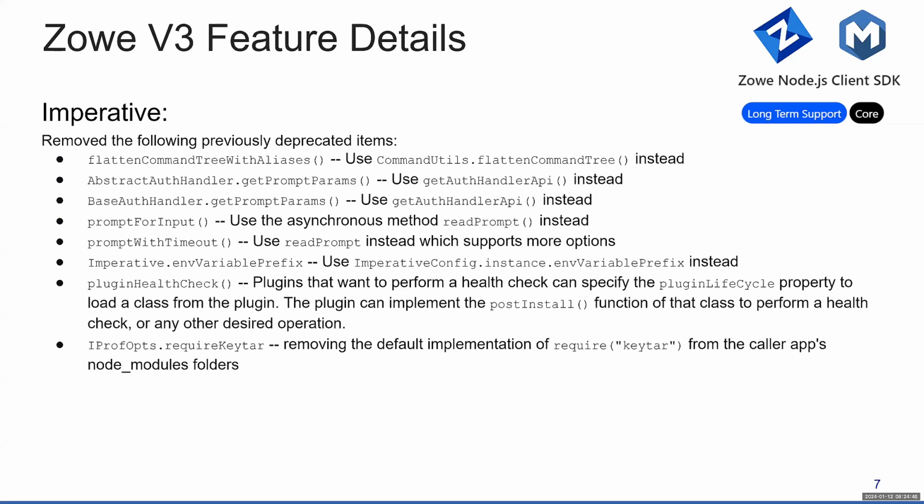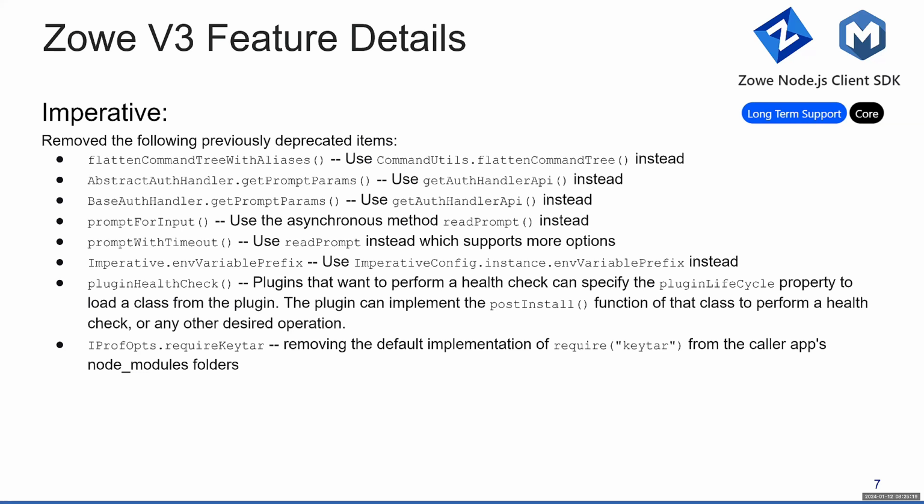And again, Node 16 is no longer supported, and Node 18 and 20 are supported. On this slide and the next slide, we have captured some of the deprecated items that have been removed, and we provide some suggestions on functions or constants to use instead. It's probably not worth going through each of these one by one, but you might find this information useful if you import the V3 SDKs and you find that your code breaks.